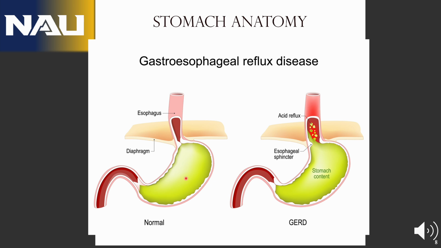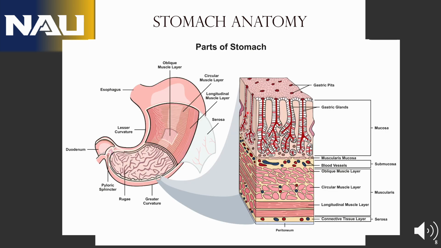Within the stomach's lining, gastric pits lead to gastric glands that contain cells crucial for digestion. We have parietal cells, which produce hydrochloric acid, which aids in the breakdown of food and creates a hostile environment for pathogens. Then we have chief cells, which secrete pepsinogen, which is converted to pepsin in the presence of hydrochloric acid to digest proteins.